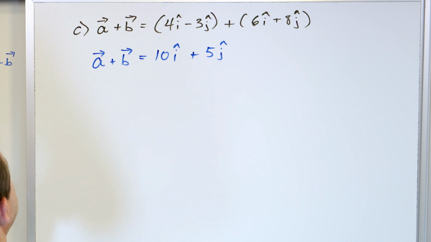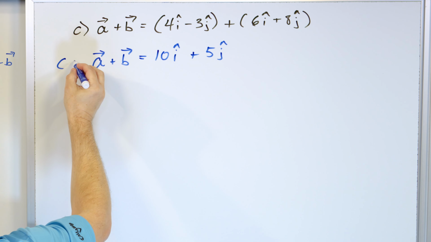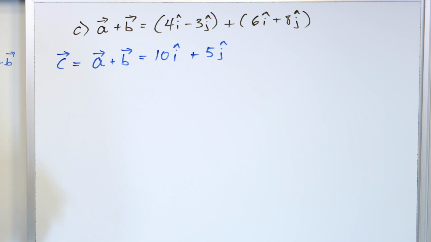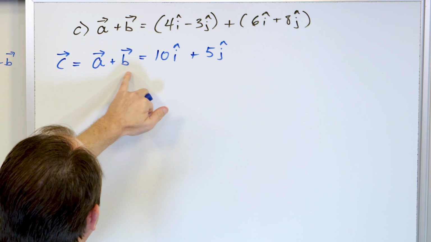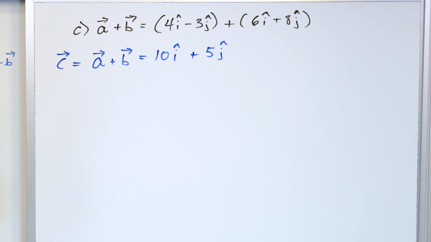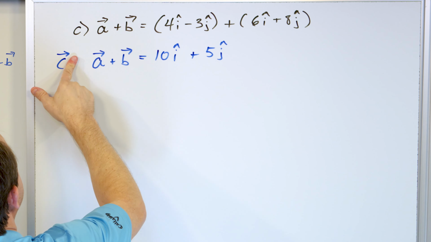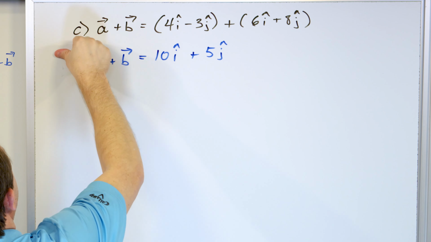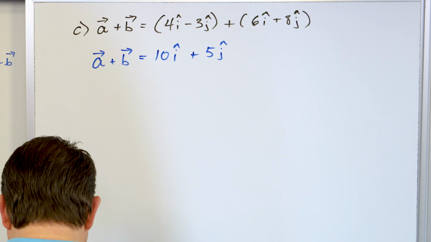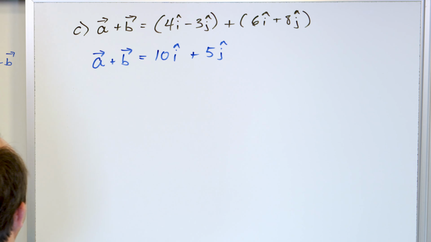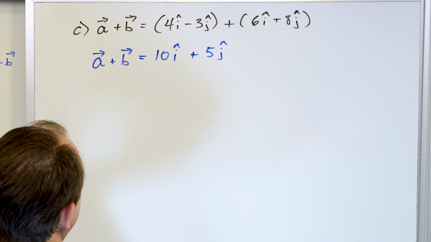So what I'm going to do here is label this vector C. You don't have to, but I'm going to label it vector C so I'm not writing A plus B down constantly all the time. Although, I guess I could, you know what, it doesn't matter. Let me just do it like this. Okay? Just because I don't want to confuse myself with other letters on the board.